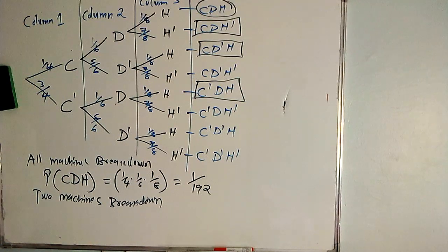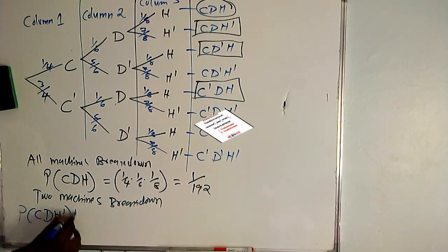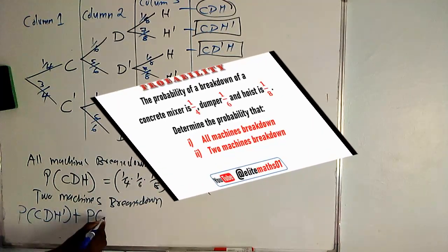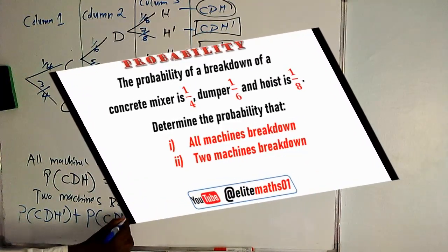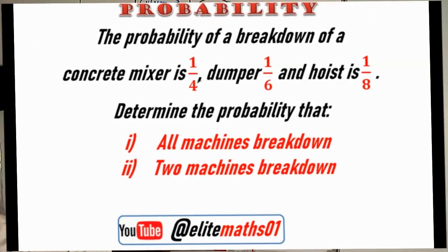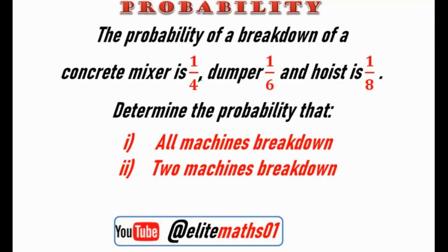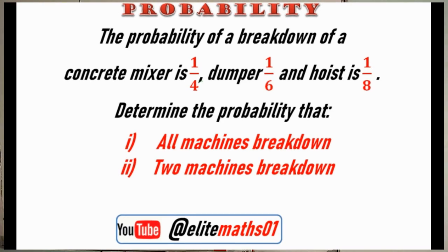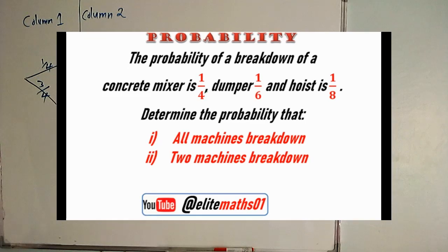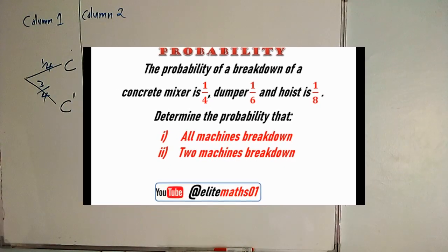The probability that two machines break down is either CDH prime or the addition law of probabilities, isn't it? Or, the probability of a breakdown of a concrete mixture is 1/4, damper is 1/6, hoist is 1/8 respectively. Determine the probability that all machines break down and the probability that two machines break down.